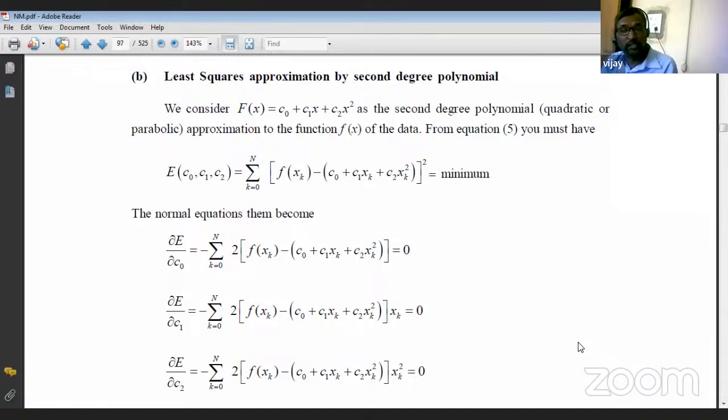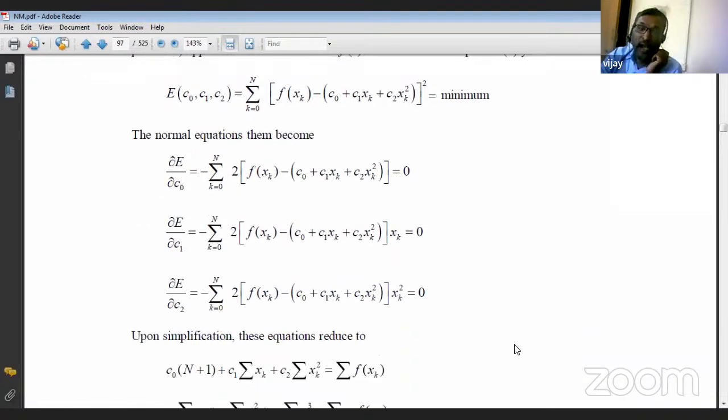Dou e by dou c1, already I told that, is also minus summation of k equal to 0 to n of 2 f of x k minus c0 plus c1 x k plus c2 x k square, times x k. The same for the third partial derivative, dou e by dou c2, minus summation of k equal to 0 to n of minus 2 into f of x k minus c1 x k plus c2 x square k. So in the first derivation you have c2 x square k, but in the second partial, dou e by dou c1, it is c1 x k plus c2 x k into x k. In the second derivation also x square.